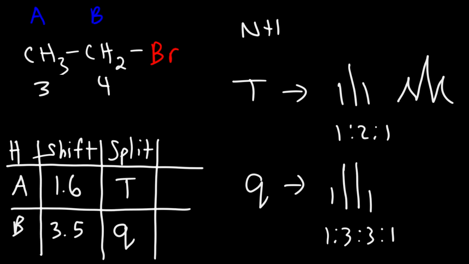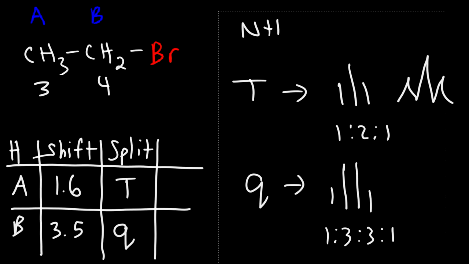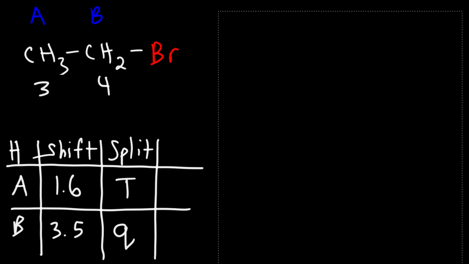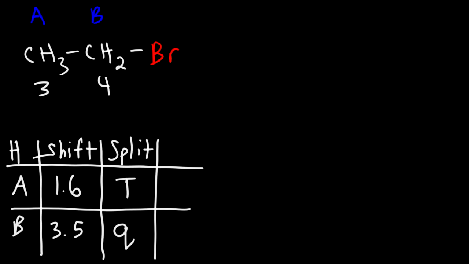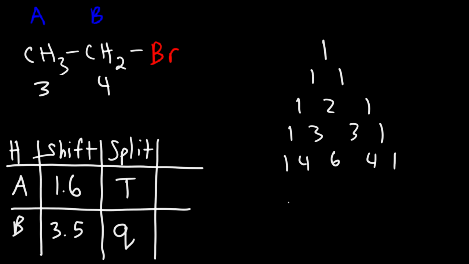Now, for those of you who may have difficulty remembering the intensity ratios, you could use Pascal's triangle to help you remember it. So with Pascal's triangle, you're always going to have a 1 at the edge of the triangle on both sides, the left side and the right side. And then add up the middle numbers. 1 plus 1 is 2. And then 1 plus 2 is 3. 1 plus 3 is 4. 3 plus 3 is 6. 1 plus 4 is 5. 4 plus 6 is 10.